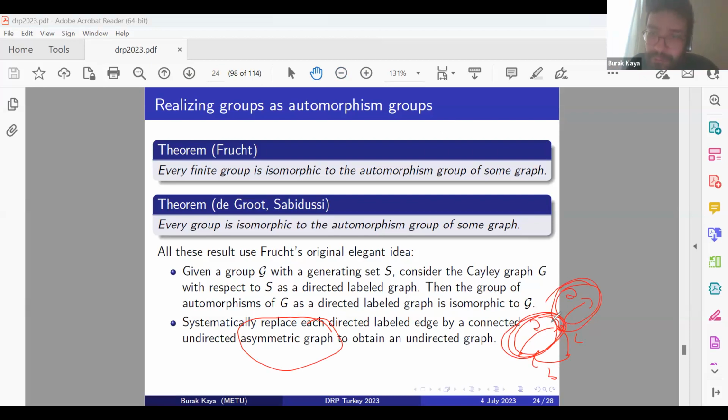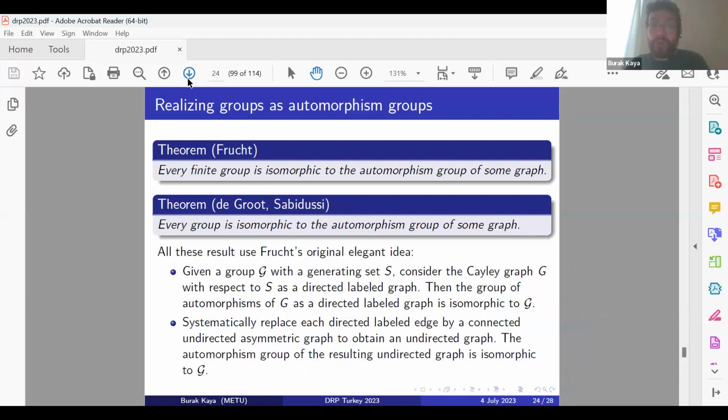So between these two, I will put some asymmetric graph here. And over here, I will do the exact same thing because it's the same generator. But for B, I'm going to put a different asymmetric graph. If you do this systematically, the graph that you end up with at the end will have automorphism group isomorphic to the original group, okay? And this is how they prove it. Frucht proves it like this. De Groot and Sabidussi prove it like this.